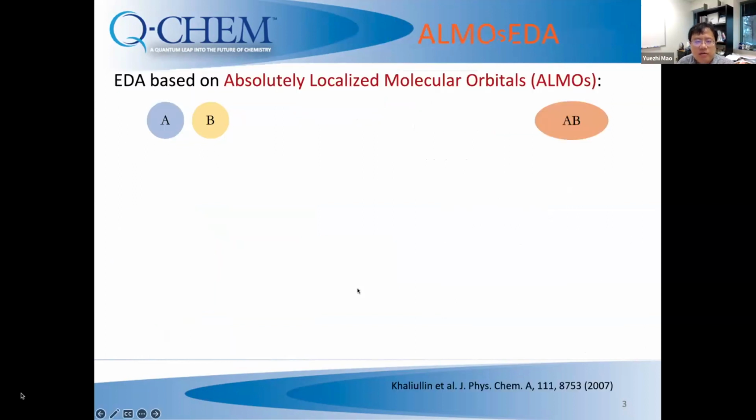The method we are going to talk about today, the EDA method in Q-Chem, is called absolutely localized molecular orbital EDA, ALMO-EDA. To achieve this decomposition of intermolecular interaction energy, the ALMO-EDA method introduces 2 intermediate states to connect the initial state, which is the isolated fragments, and the final state, which is a fully relaxed complex.